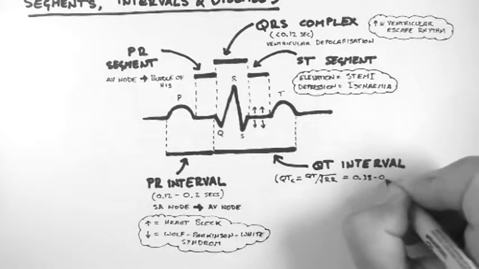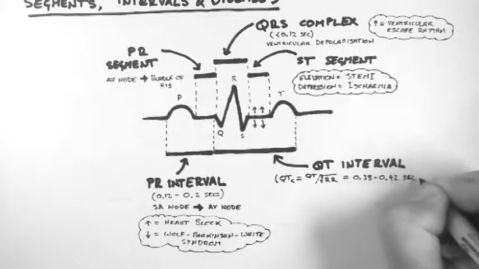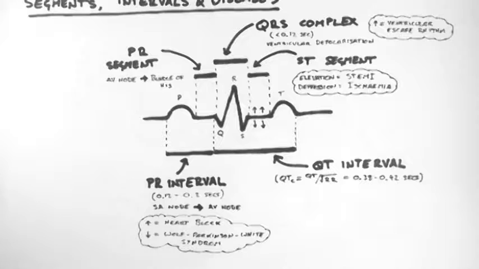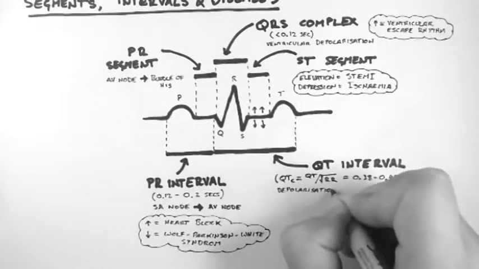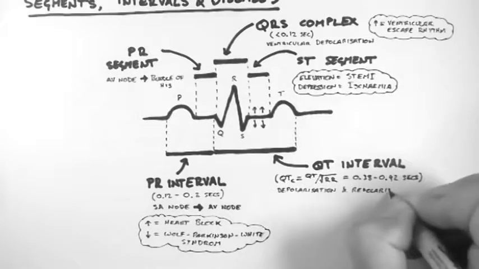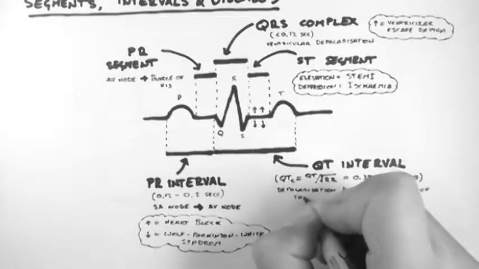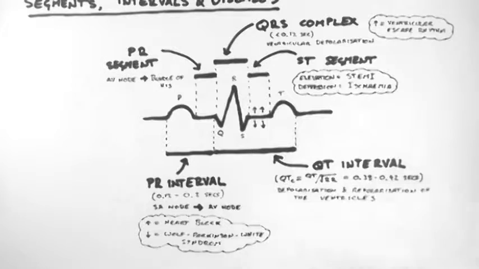The RR interval is not labelled here, but it is the duration between one R wave and the following R wave. A normal QTc should be calculated at between 0.38 and 0.42 seconds. The QT interval corresponds to the depolarization and repolarization of the ventricles.